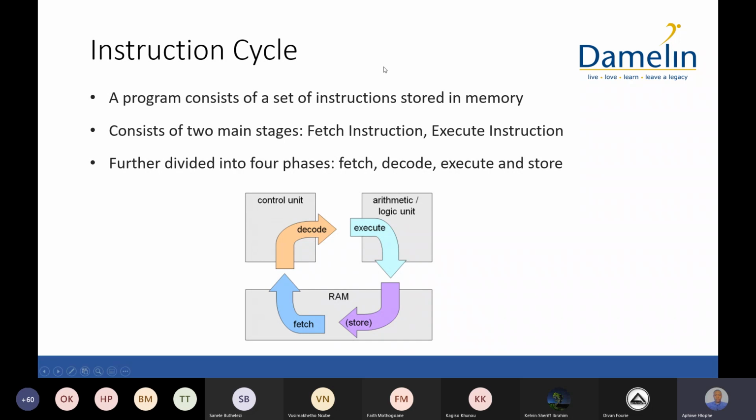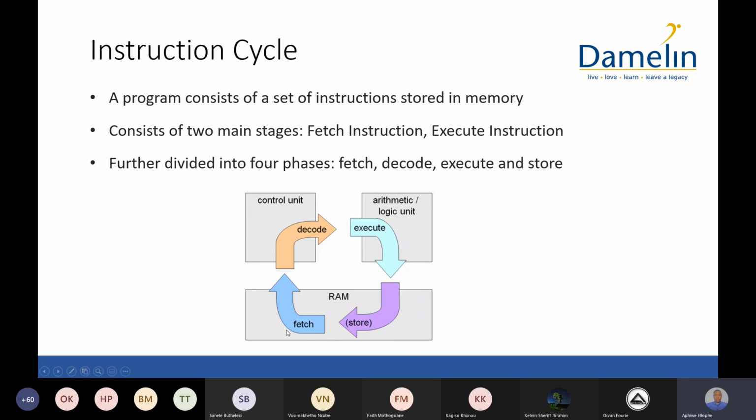As part of the execution stage, there's execute, where the CPU is actually doing the work, and then there's store, where it's sending the result back to its original location. You can see in the diagram below that all of these happen at specific components. The control unit is the one that's going to be doing the decoding.